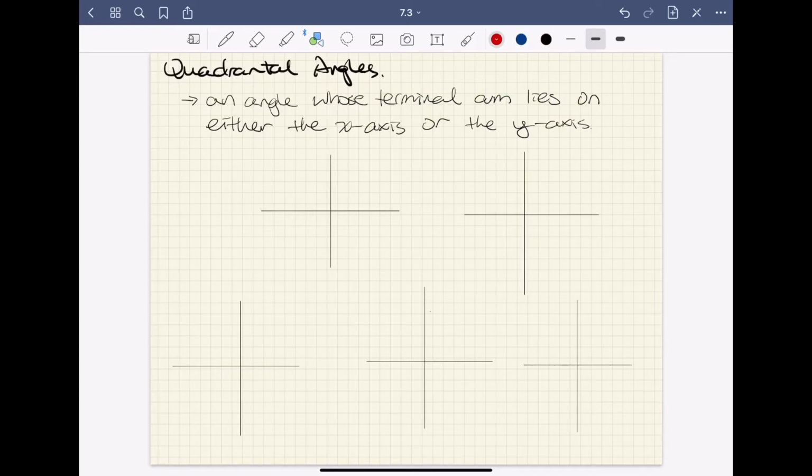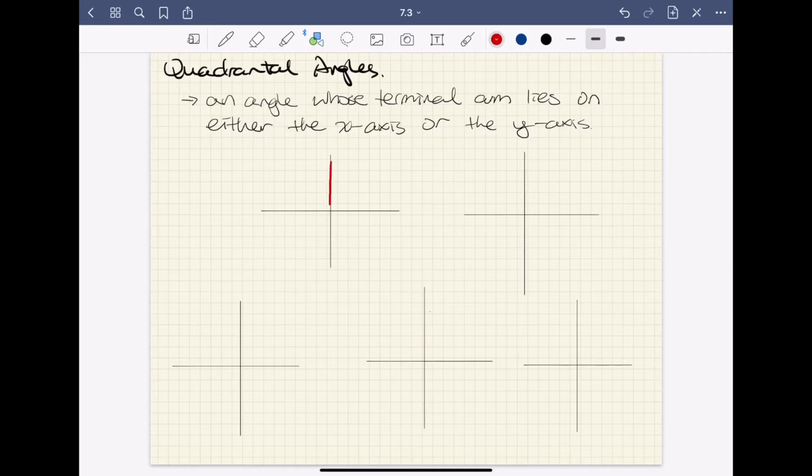All right, now let's talk about quadrantal angles. A quadrantal angle is an angle whose terminal arm lies on either the x-axis or the y-axis. And these angles are the easiest special angles for which you can calculate the three trig ratios. So let me give you a few examples of quadrantal angles first.